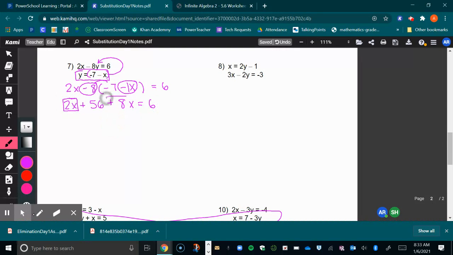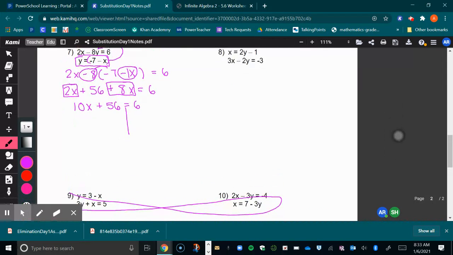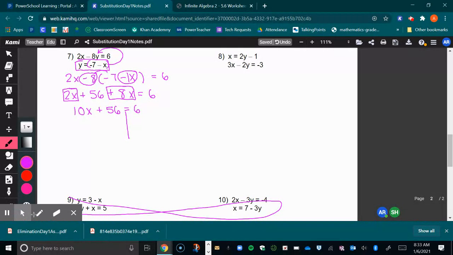Combine like terms, so 2x plus 8x is 10x, plus my 56, still equals 6. Now I'm good to go to solve, now that I distributed and combined. So I'm going to subtract 56 from both sides. And I get 10x equals 6 minus 56. Different signs, so I'm going to subtract. 56 minus 6 is 50. Take the sign of the bigger number. 56 is bigger, so I'm going to say negative. Now I'm going to divide by 10 to get x by itself. I get x equals negative 5.